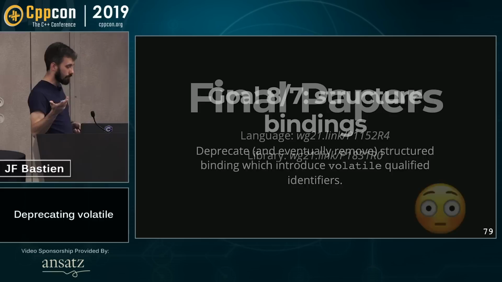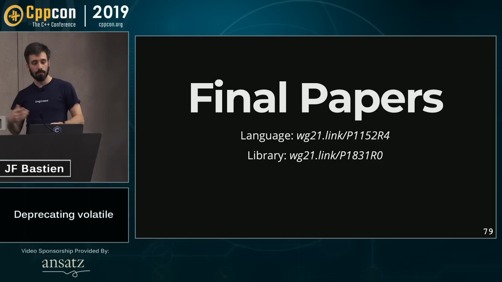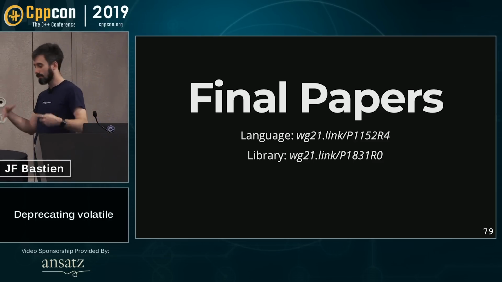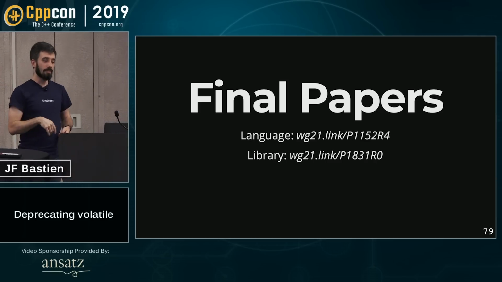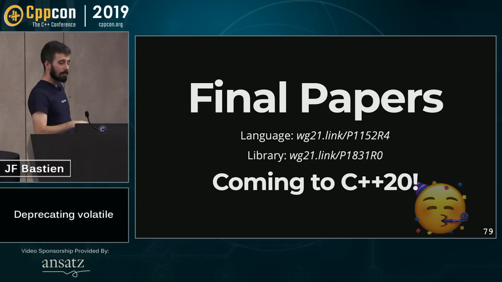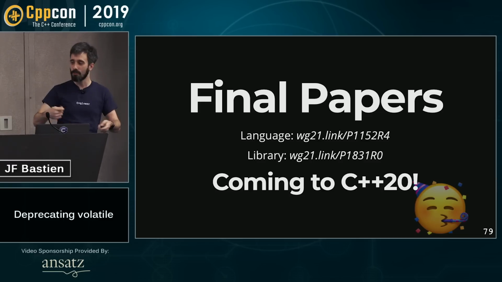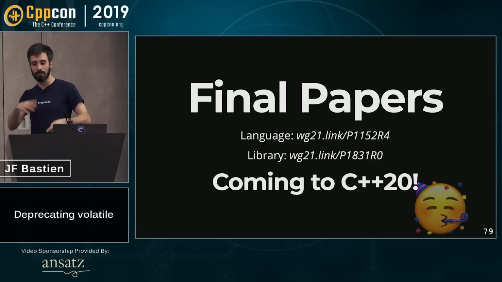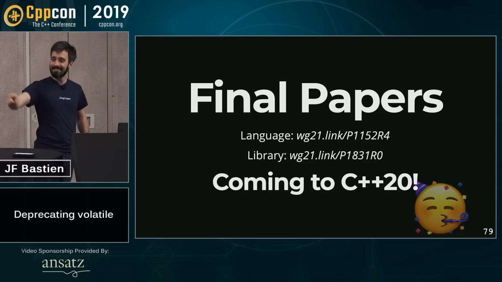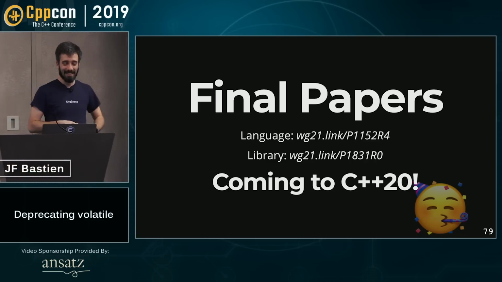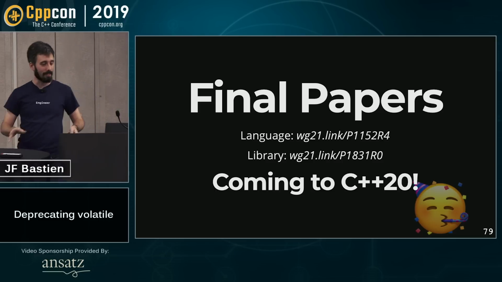So, final paper for C++20, there's now two papers, one for language, 1152R4, and one for library, 1831R0. I had to split them up because the committee's really, really busy, especially the library side. So the first language paper is coming to C++20. The second library paper is probably also coming to C++20, but it's just a procedural thing to split it up and then get a national body comment version or something like that. If you're a national body and you can comment on it, please do. C++ works weird sometimes, but it's fine.